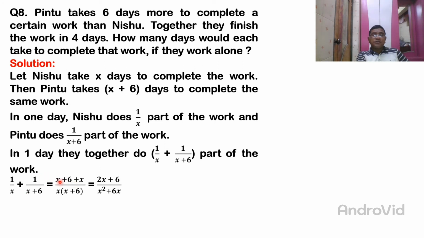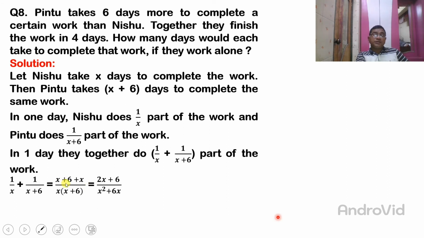So you get x plus 6 plus x. x plus x, how many? 2x. So I write 2x plus 6 over the LCM, which is x in bracket x plus 6. Here there is only x, so you must multiply by x plus 6. So x plus 6 ones are x plus 6. Then here, multiplying only x, x ones are x.